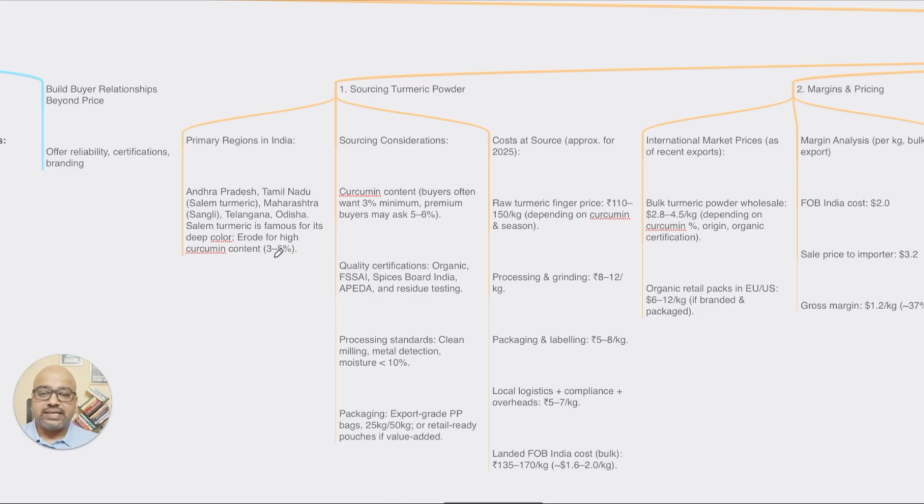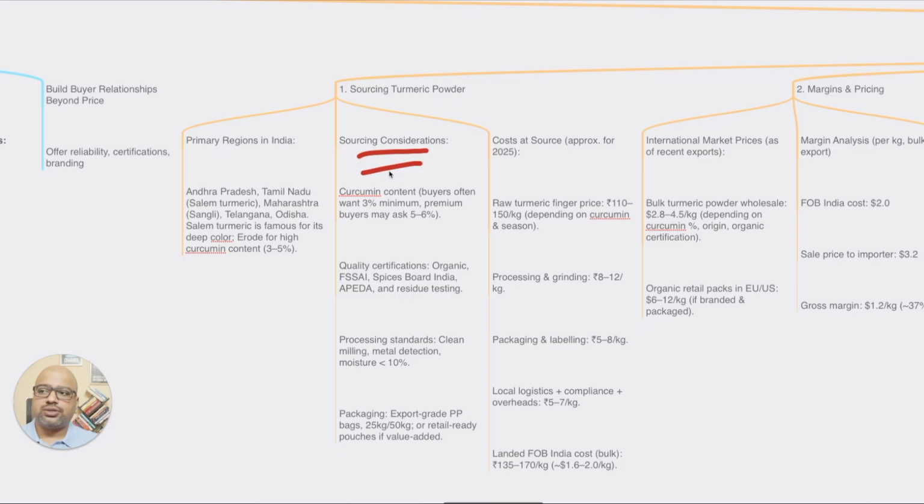So what exactly is the market looking for? There is a market for 2%. There is a market for 3%. There is a market for 5%. There is a market for 7%. There is also a market for 9% curcumin content in the turmeric you're supplying. If the curcumin level is higher, the prices are going to be higher. And adding to it, if it's organic by any chance, you get even more price. So that is the basic understanding of the product.